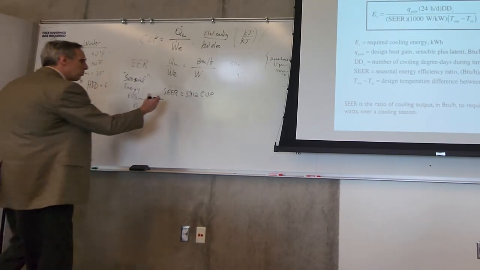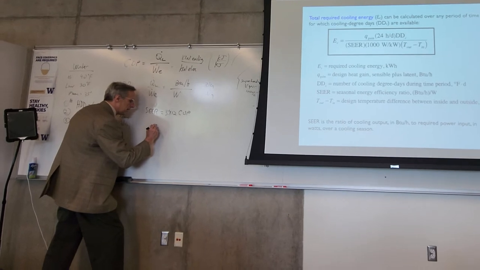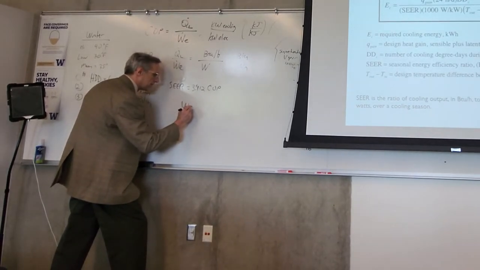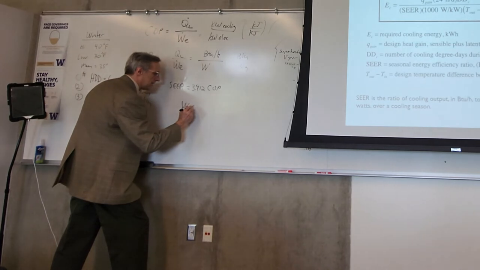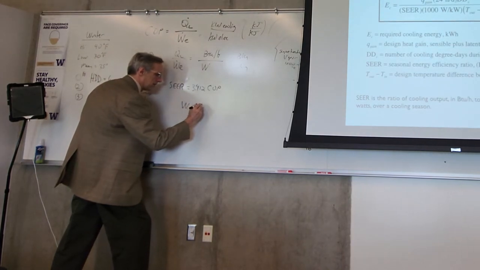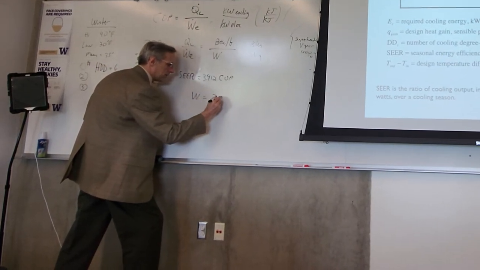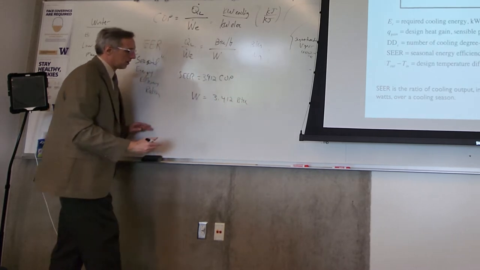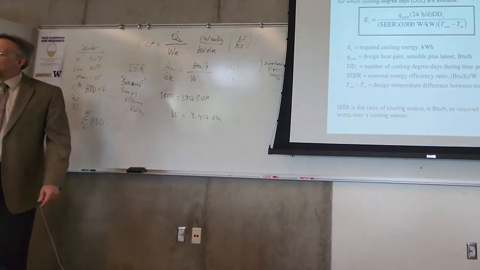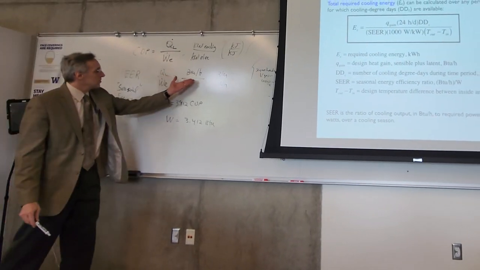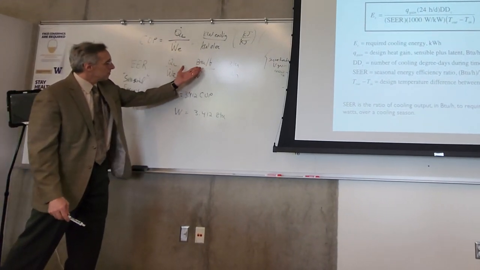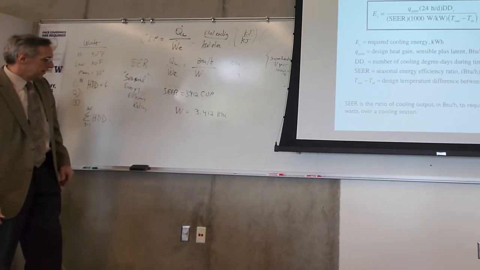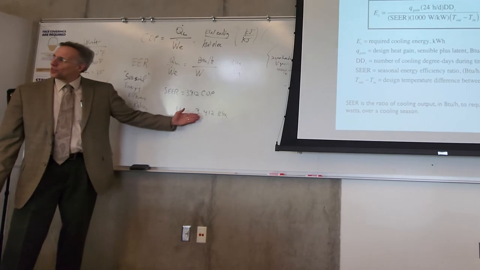And what this number is, it's just the conversion from watts. A watt is 3.412 BTU. So we have to convert one of these units to the other unit to get it dimensionless. Is that right? It's the other way around.